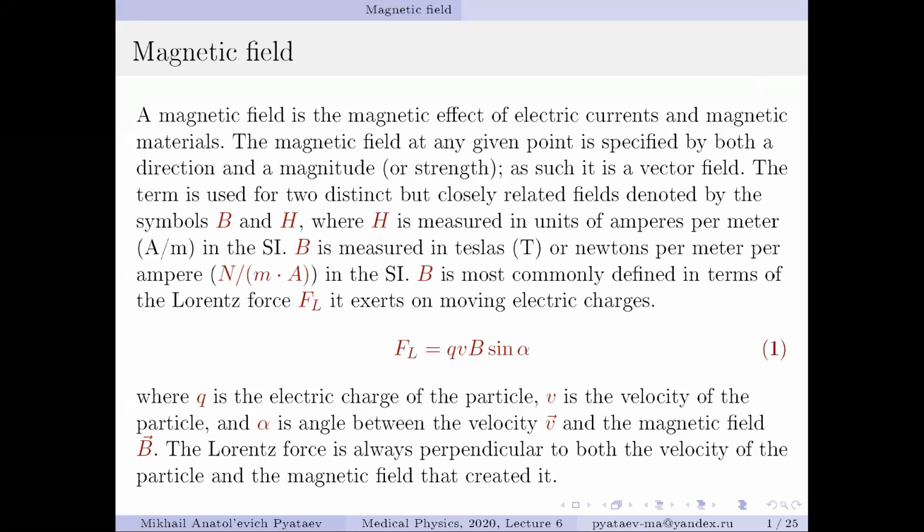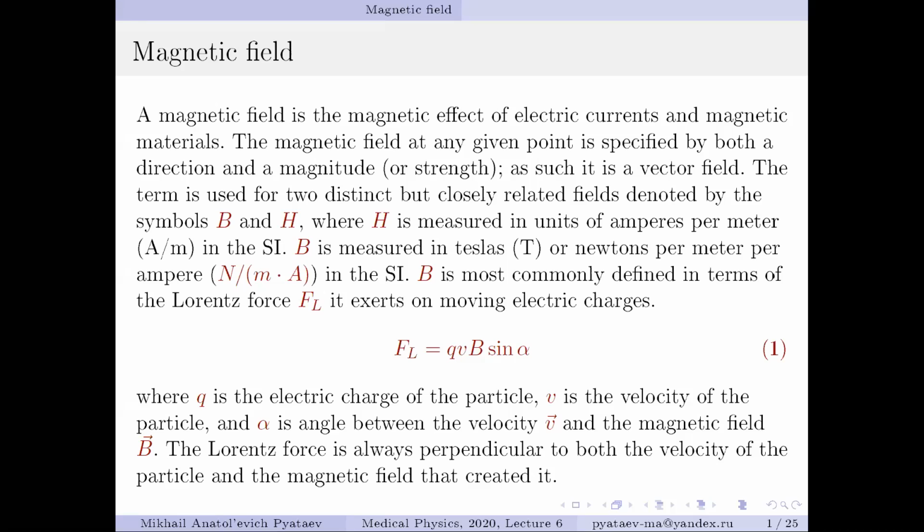Today's topic. Today we will discuss two topics: the magnetic field and electromagnetic radiation, the electromagnetic wave. Last lecture, 2 weeks ago, we were discussing the electric field, and we discussed its application for cardio diagnostics, which is known as ECG, electrocardiography. And today we will discuss some things related to the magnetic field.